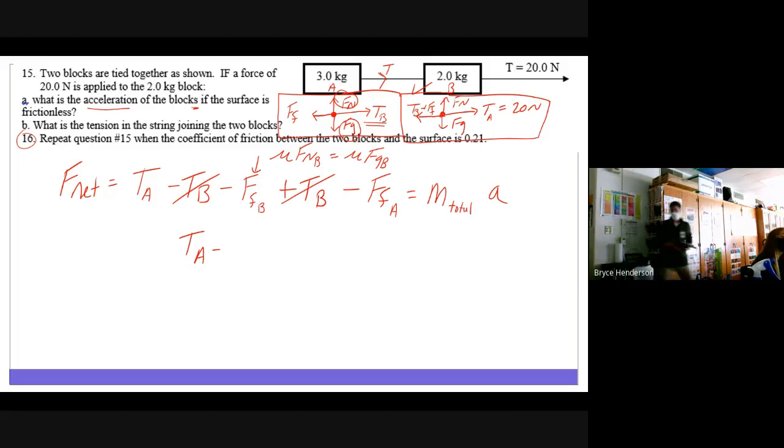If I pull on a block horizontally, is it going to fly up in the air? No. So I can assume that these two things are equal to each other. So I could rewrite this as tension A minus mu times Fg B, minus, same thing with the force of friction for A, mu Fg A, exactly, because there's no vertical forces besides Fg and Fn, equals mass total times acceleration.